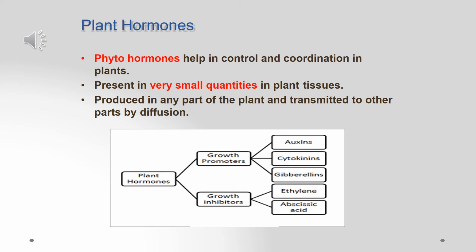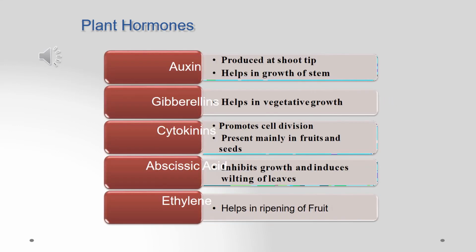We have auxins, cytokinins, gibberellins. These are 3 growth promoters. Growth inhibitors we have ethylene and abscisic acid. Okay, plant hormones, as we have discussed, there are 5 types of plant hormones and they are divided on the basis of growth promoters and growth inhibitors. So, first of all, let us discuss about growth promoters, auxin, gibberellins, cytokinins.